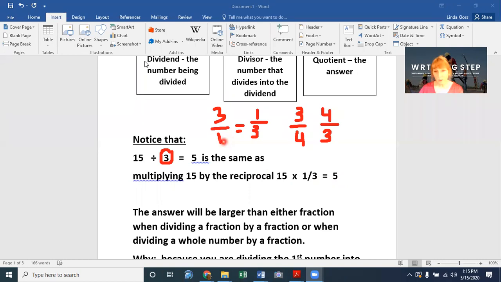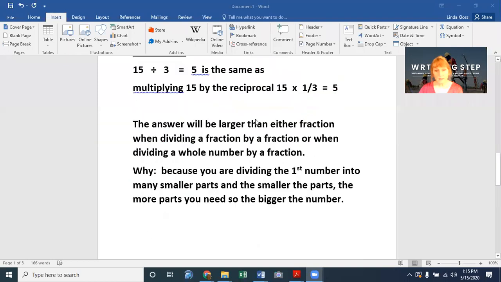And notice as well, let me clear this, the answer will be larger than either fraction when dividing a fraction by a fraction, or when dividing a whole number by a fraction. Now you ask yourself, well, why is that? Well, if you think about it, when you're dividing by a fraction, you're dividing the first number into many smaller parts. And the smaller the part is, the more parts you need, right? So the bigger the number.